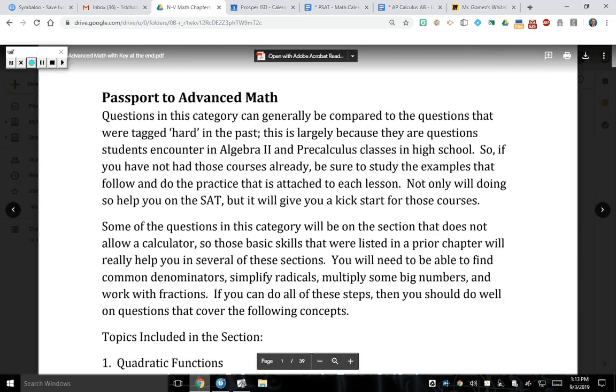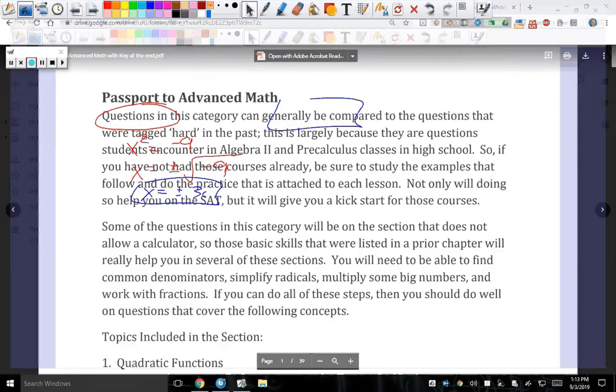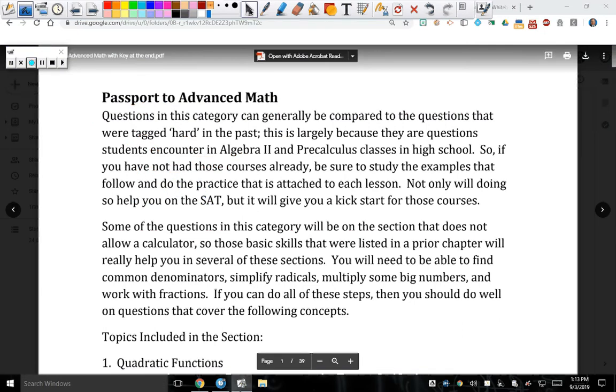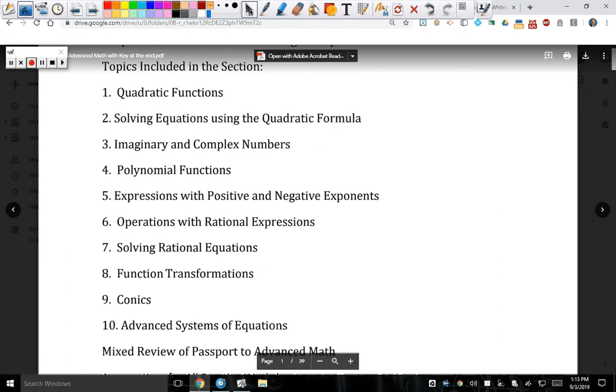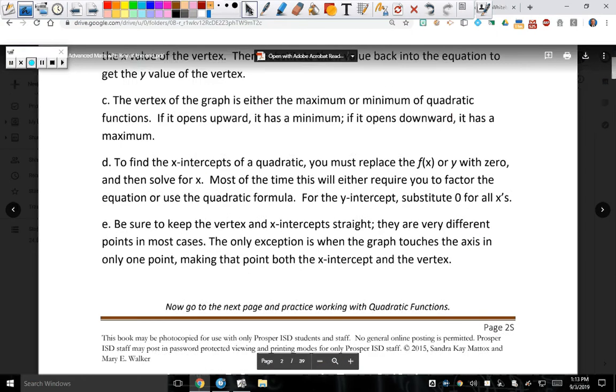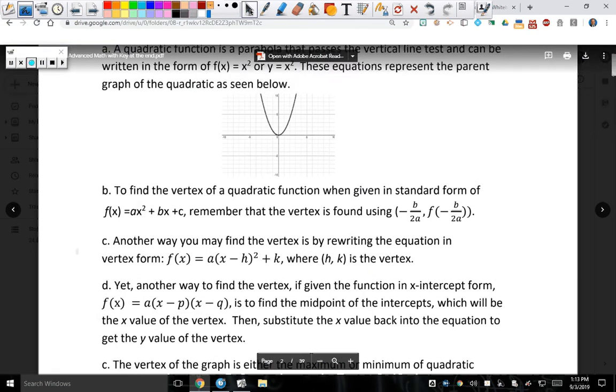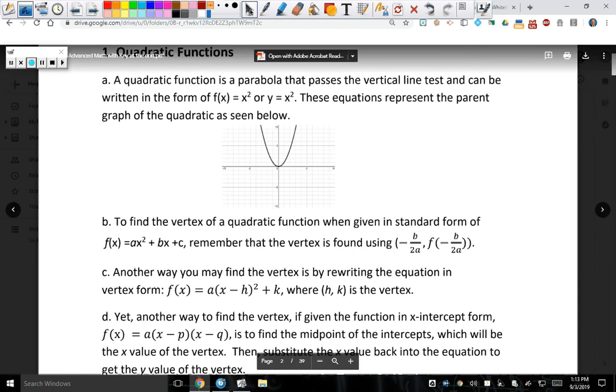All right, so our next unit that we're going to be covering is Passport to Advanced Math. All right, we're going to look at number 1 through 4: quadratic functions, solving equations, quadratic formula, imaginary and complex numbers, and last but not least, polynomial functions. Again, the things that I'm going to be touching lightly on are the things that, if you strengthen them, put you way above the competition in that respect, just because of the way that things are tested.